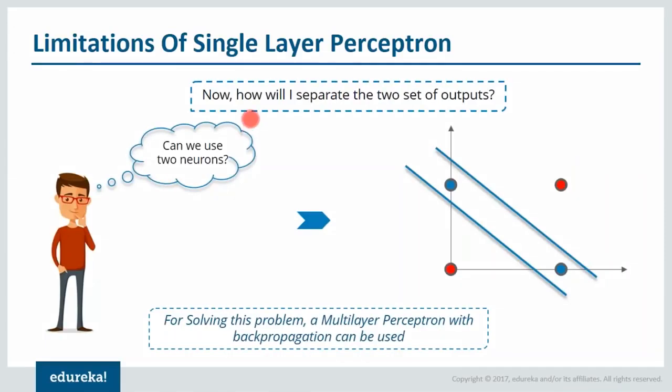What if we use multiple neurons? Using multiple neurons, we can have two lines that can separate it. Now we can solve this problem if we have multiple neurons. If we use two neurons, we can have two lines, and that can actually separate the high outputs as well as the low outputs. So this is where we use multi-layer perceptron with backpropagation.